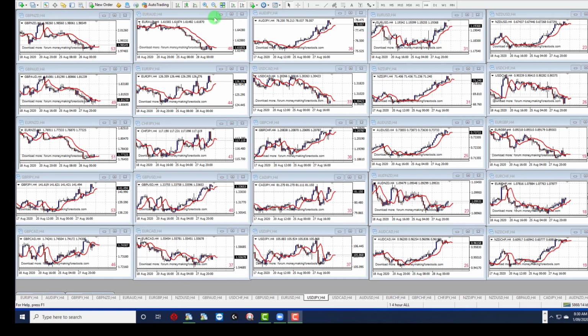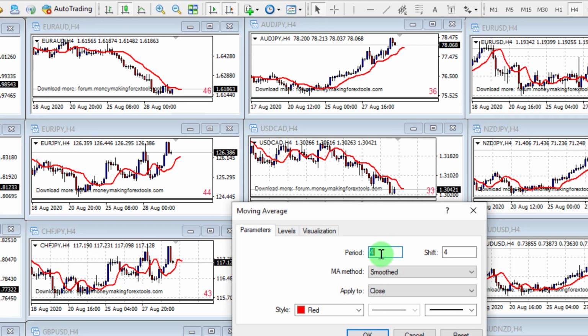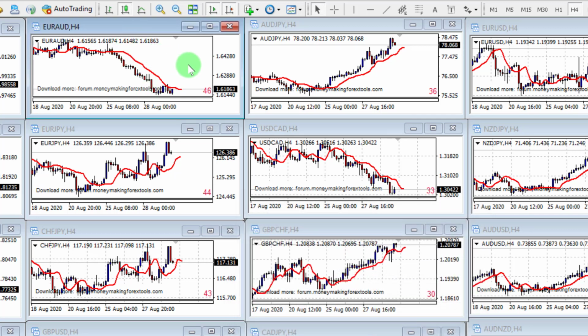Okay, so let's get back to the charts here. And then in general, I have what I call our magic moving average. And it's nothing too special. It's basically a moving average of four, shifted by four. Now, why do I use that moving average? It is a moving average that captures trends beautifully. In other words, it captures the phases of the market very well. So if the price is above that magic moving average, you then are in a buy phase, and if it is below the moving average, you are in a sell phase.